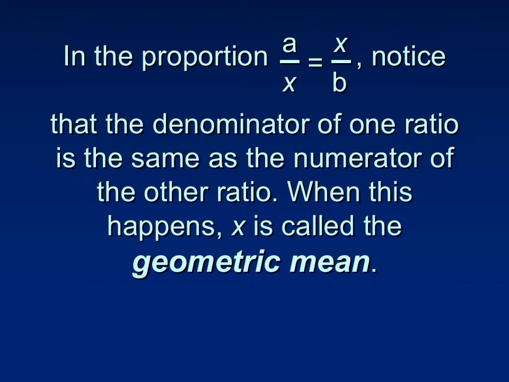Alright, let's look at this proportion. A over x equals x over b. Notice that the denominator of this first ratio is the same as the numerator of the other ratio. When this happens, it's called a geometric mean. X is called your geometric mean.